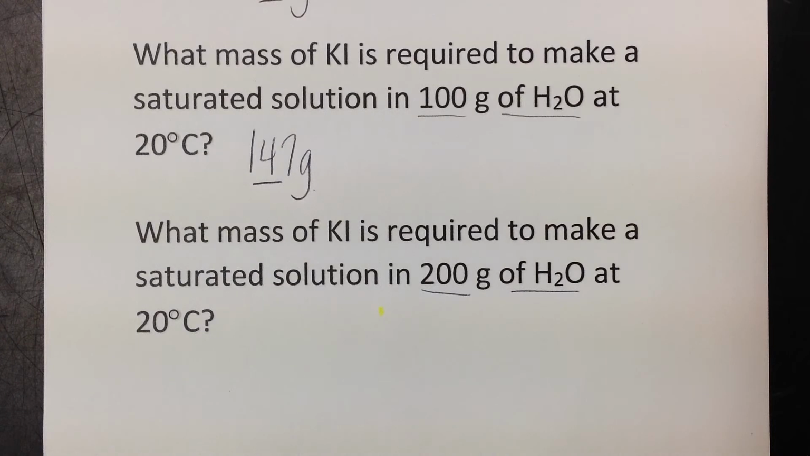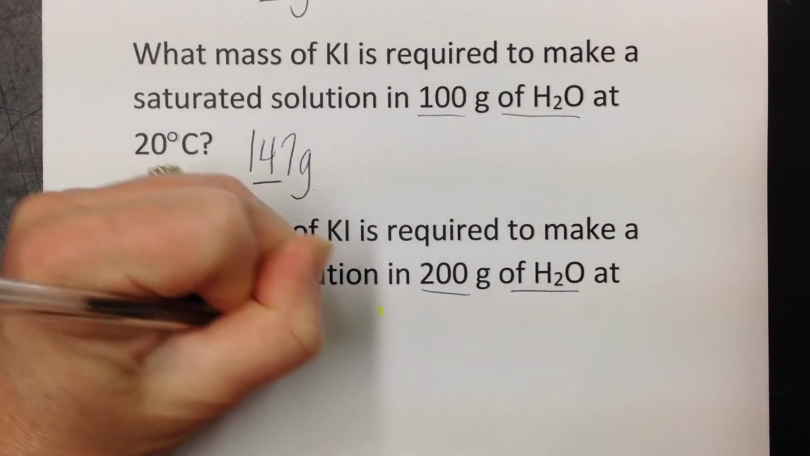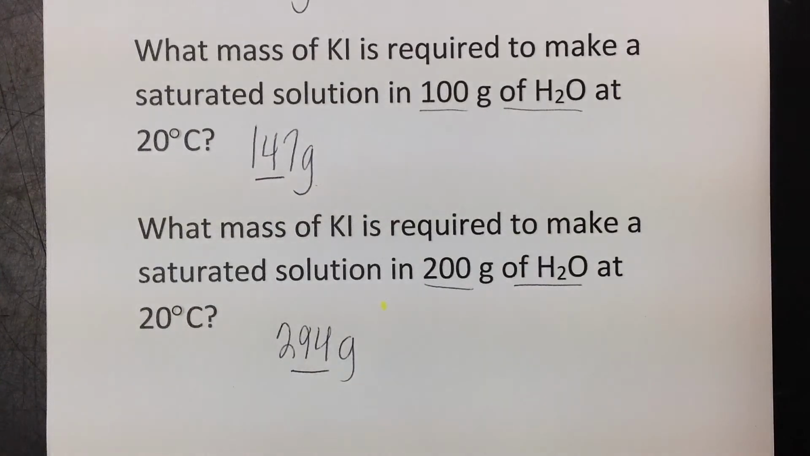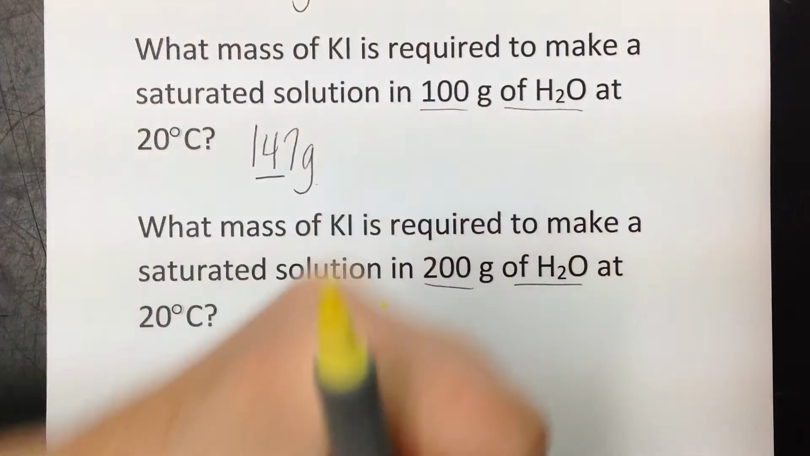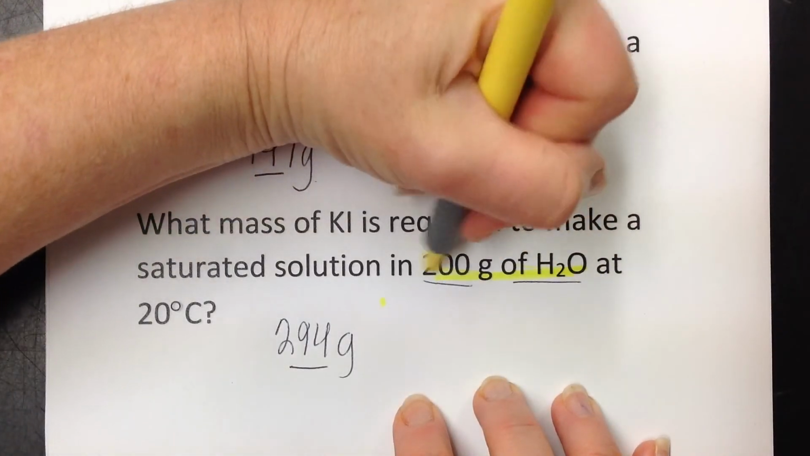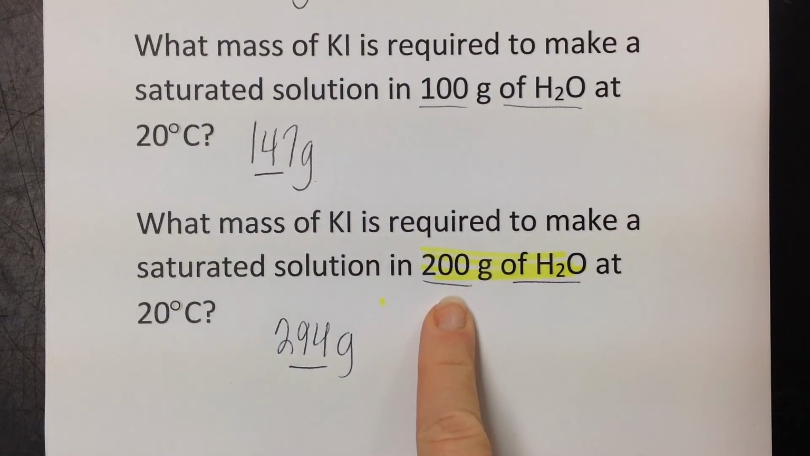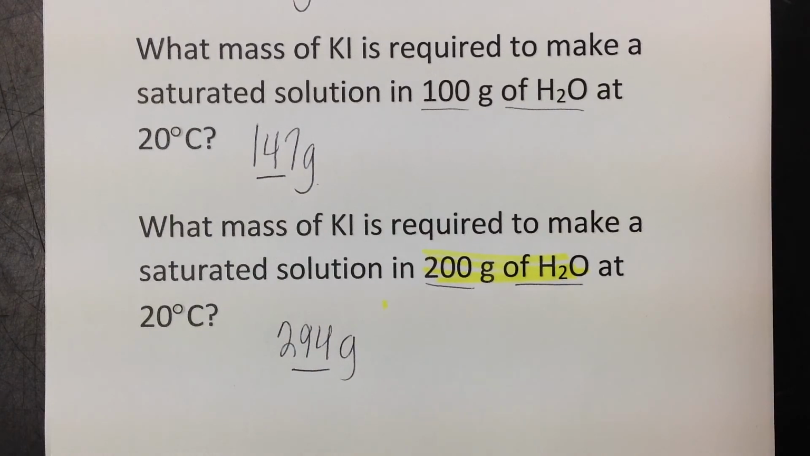147 times 2 is actually going to be closer to 294 grams. So again, that's where you've really got to pay attention to what they're giving you here. Normally, this didn't affect anything you did in the other problems, but because we suddenly see, oh, 200 grams of water, I've doubled the amount of water, I have to double the amount of solute. So you read the chart as is and then just double it.